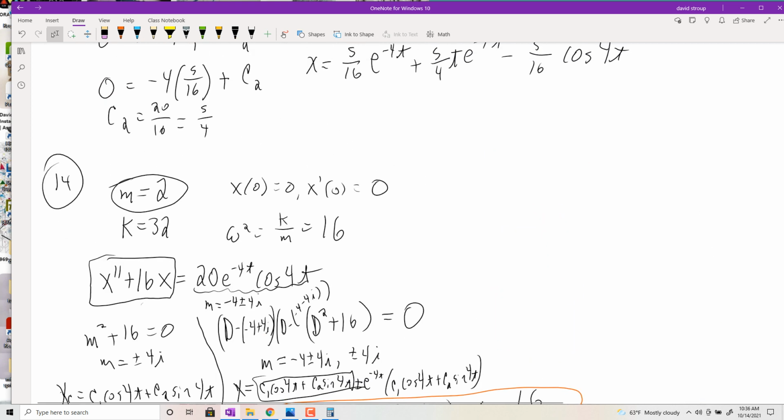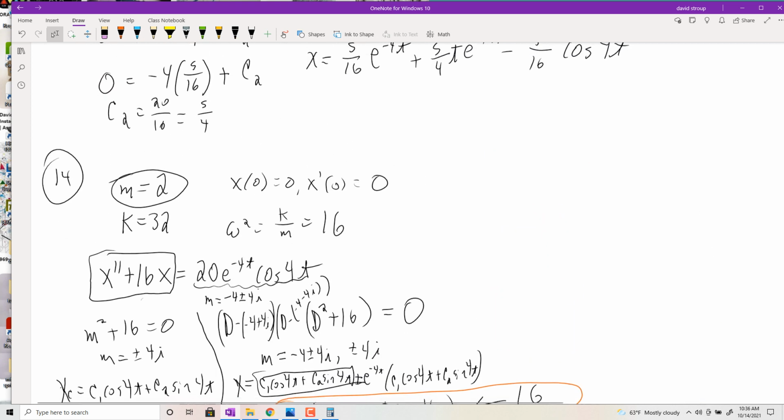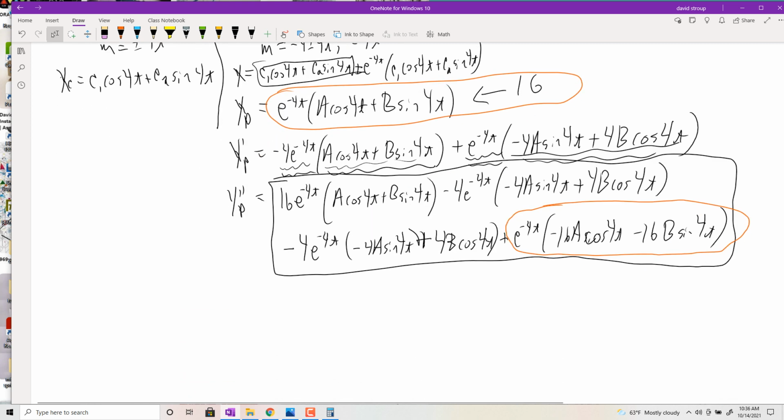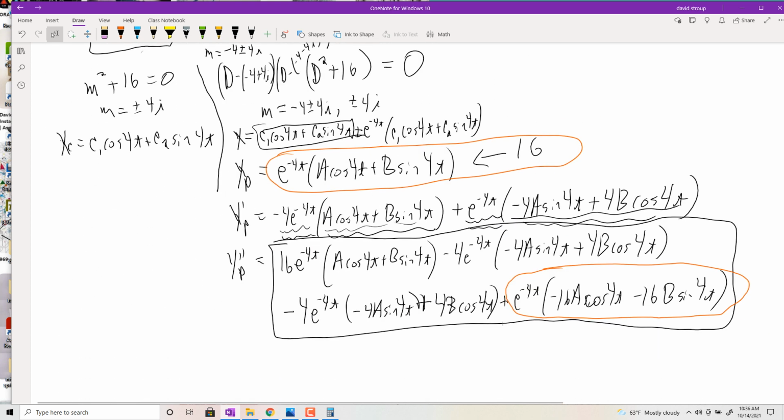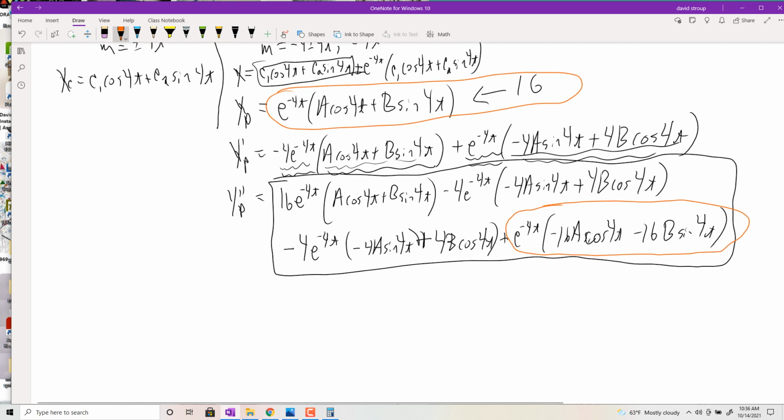So it was 16, right? Omega squared is 16. And then I'm just kind of left with all this other stuff. Maybe I can do a little bit of cancellation there. I'm not even sure. Okay, we'll see how it goes. So what's left over then is the 16 e to negative 4t times a cosine 4t.